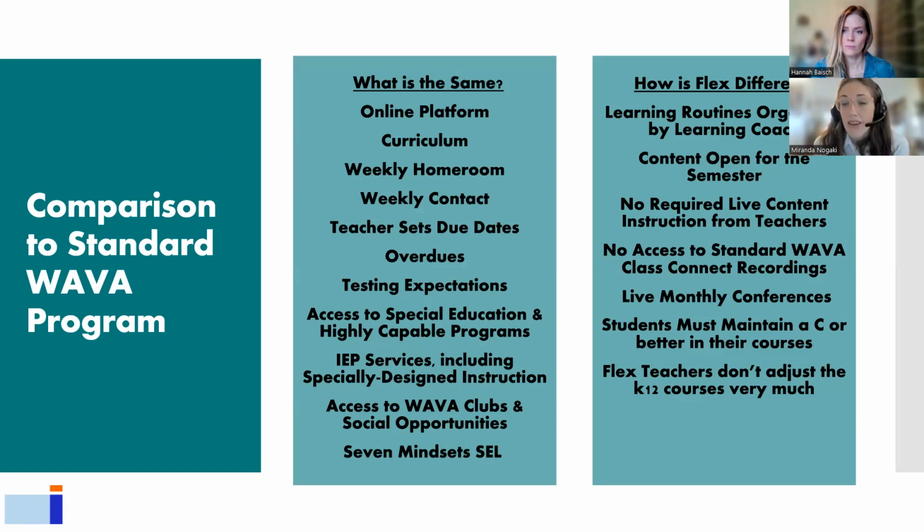There are live monthly conferences. You meet with us, your homeroom teacher, once a month live, and we look over your progress together and team around difficult assignments and support you. Students must maintain a C or better in Flex because you need to make progress through those online courses. Since you're not getting live instruction through the week, that's how we make sure you're being schooled, is that you're getting a C or higher in your online courses. The Flex teachers also don't adjust those K-12 courses very much, whereas regular WAVA teachers tend to do more adjustment.